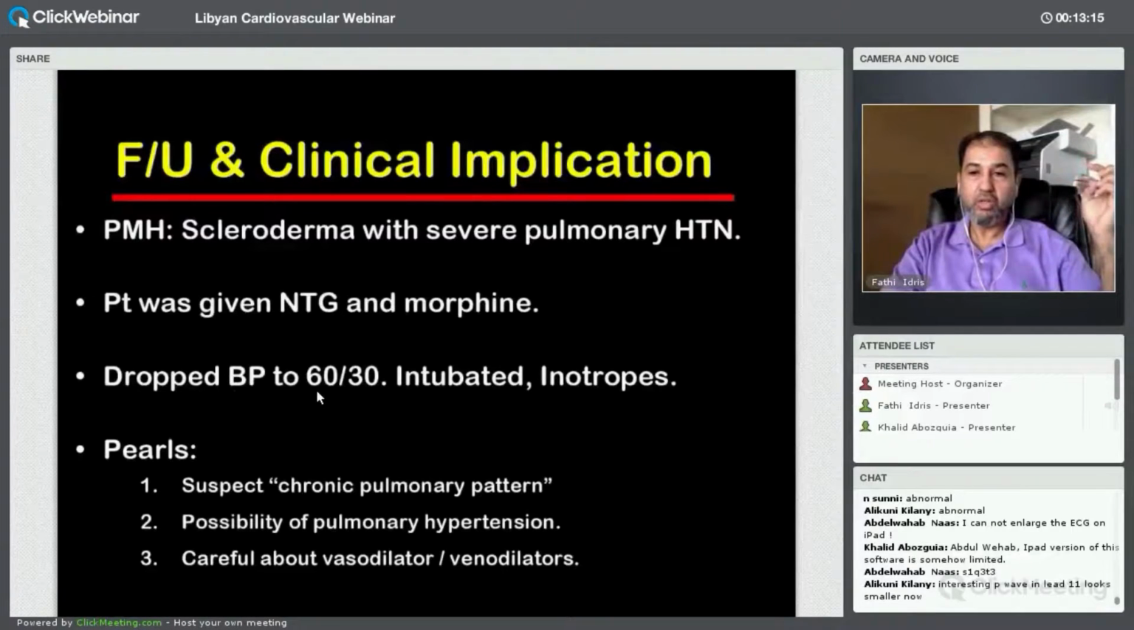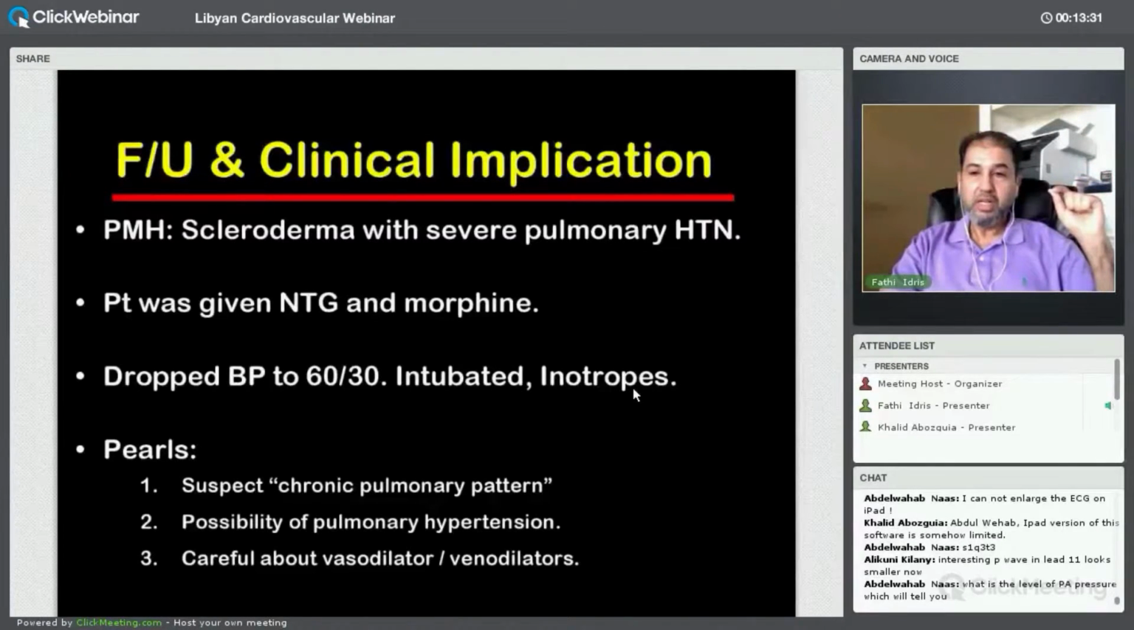And unfortunately, she coded. The blood pressure went down to 60/30. She was intubated and put on inotropes. And unfortunately, she didn't survive this, but she was very sick.